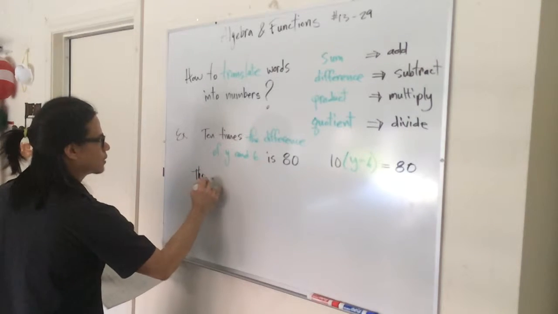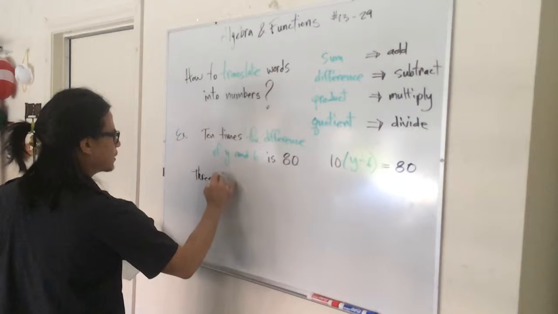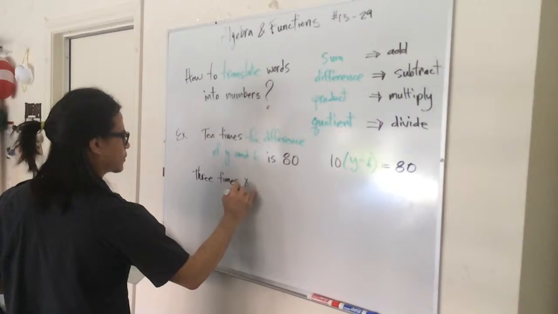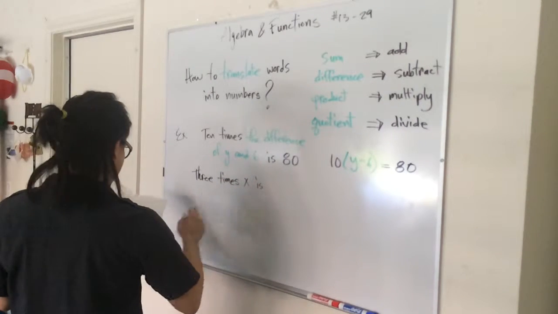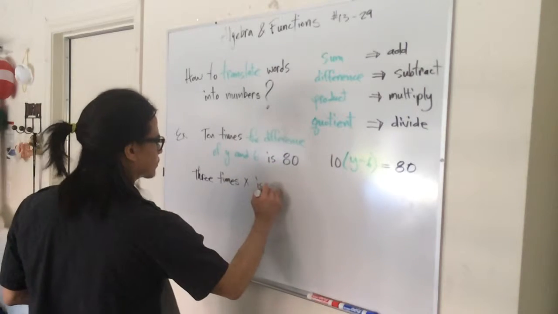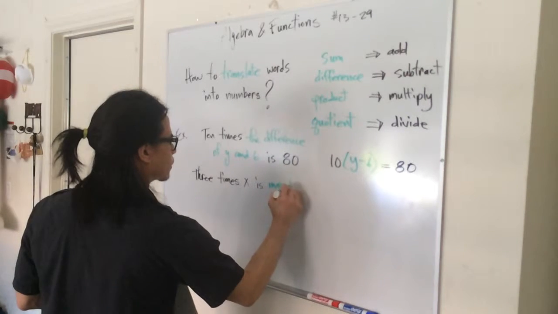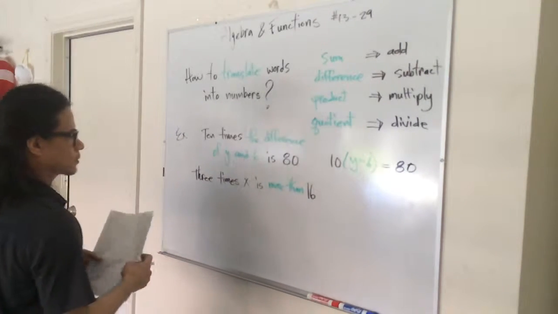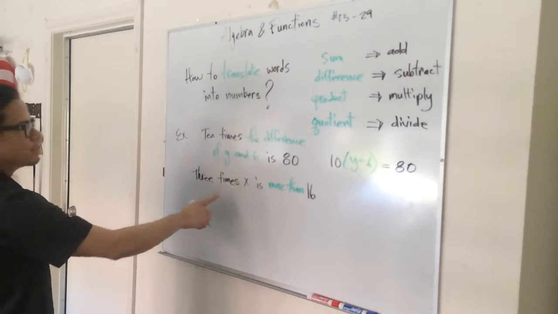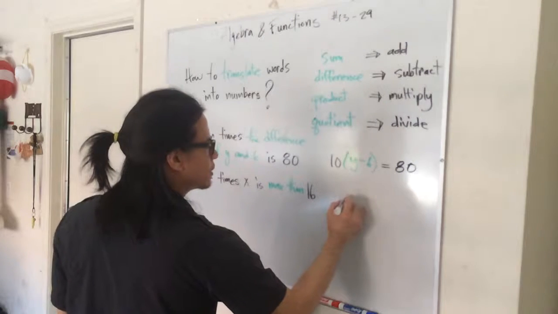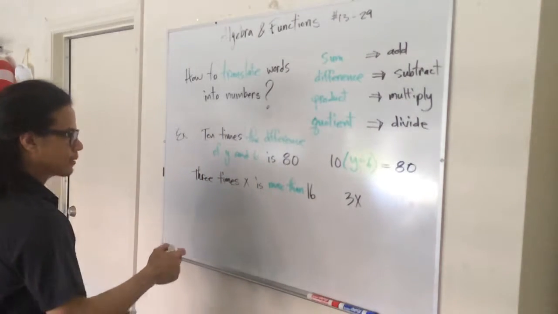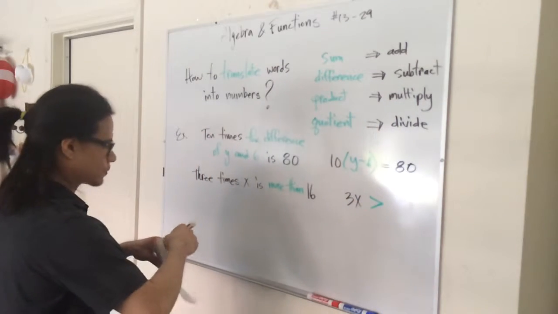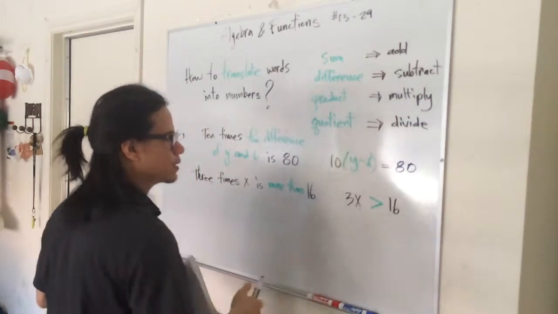Gets funner. 3 times x is more than 16. Okay. 3 times x, we'll say is 3x, is more than, greater than 16. Like that.